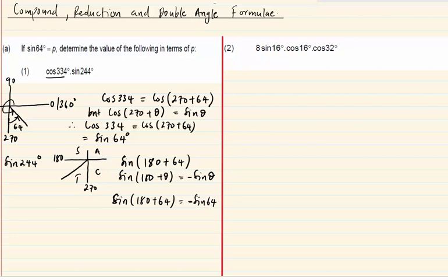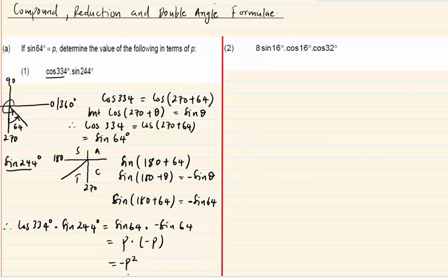Now we've managed to reduce this into terms of sine 64. So therefore cos of 334 multiplied by sine of 244 degrees is going to be the same as, so this one we worked out to be equal to sine 64, and that is going to be multiplied by minus sine 64. But we know that sine 64 is p, so it is p multiplied by negative p, and therefore that expression is equal to minus p squared.